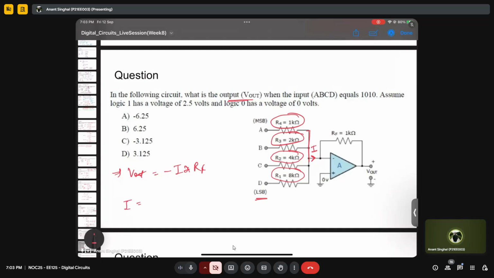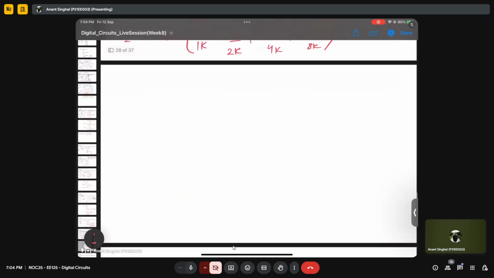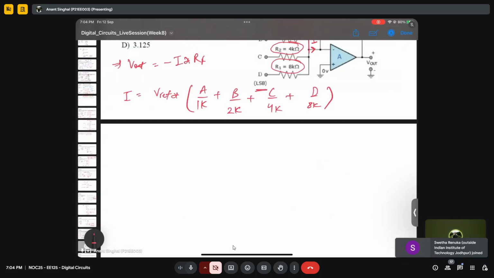In the overall current, if I apply KCL, it's Vref times A by 1 kilo ohm plus B by 2 kilo ohms plus C by 4 kilo ohms plus D by 8 kilo ohms. This is the actual current level. So I can calculate this.